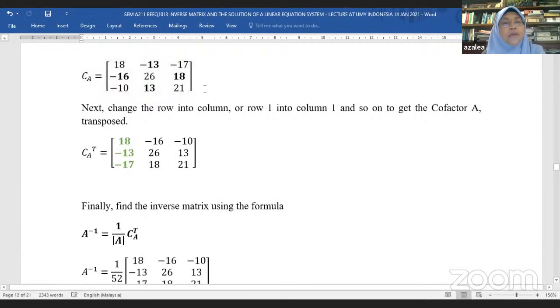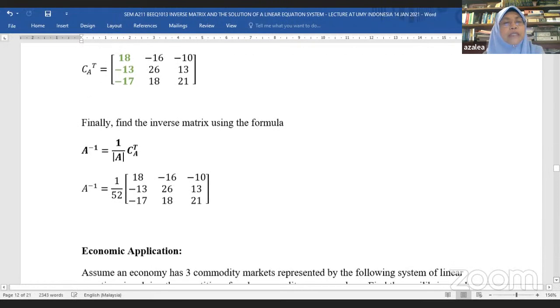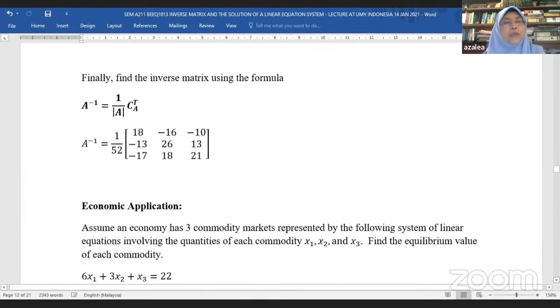Okay, so now when you get the cofactor, you can transpose that. Change the first row into the first column like this, the second row into the second column, and the third row into the third column. Okay, so that is done already. Next, you can substitute everything into the formula to find the solution. Yeah, so I'm showing you the inverse matrix like this: 1 over 52 times cofactor A transpose.